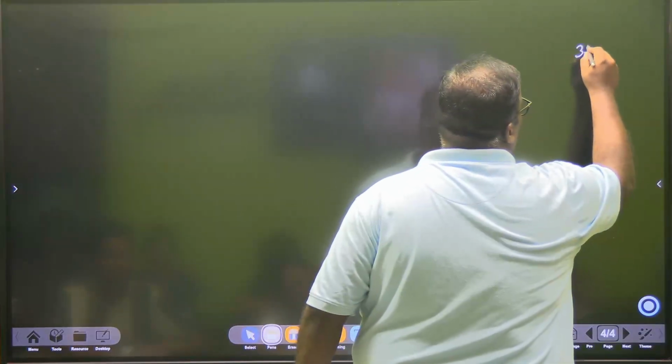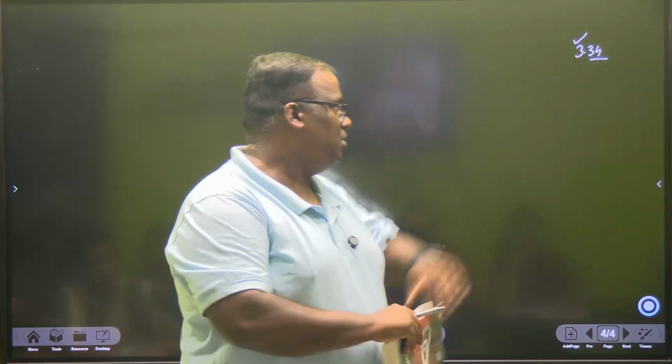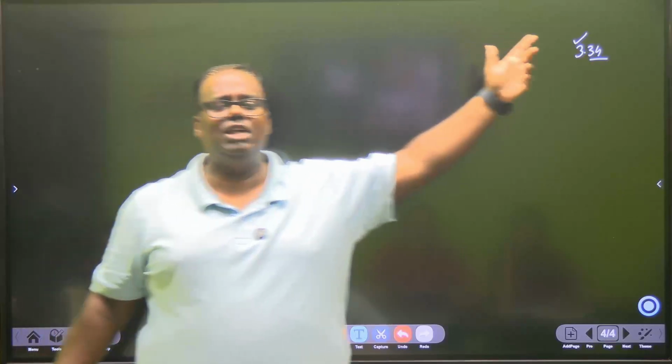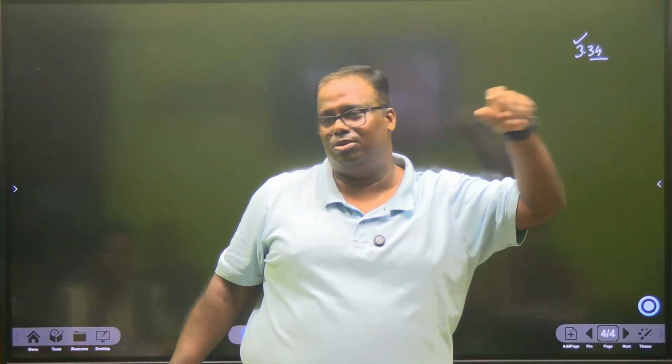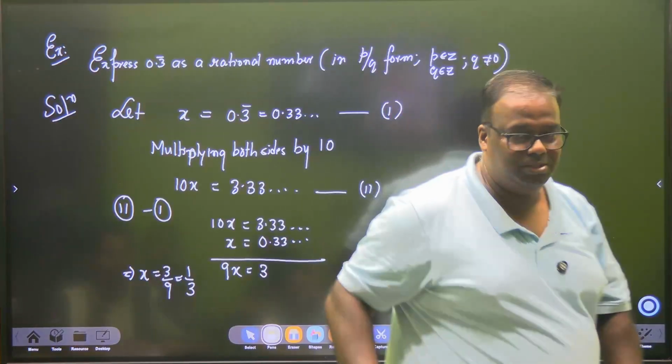I hope you know this. If I say a number is 3.34, this is the integral part and this is the decimal part. So the decimal part will be abolished. You will be left with only the integral part. After that, you have to do always x equal to this by this, bring it to lowest terms and say. Back to you. Now you can do.